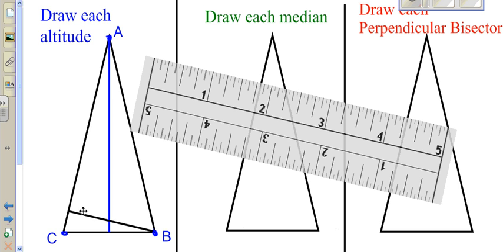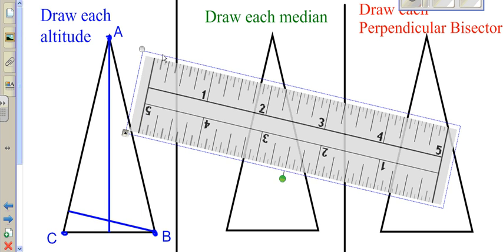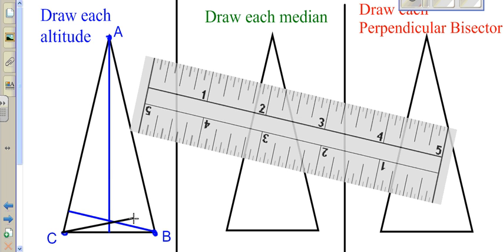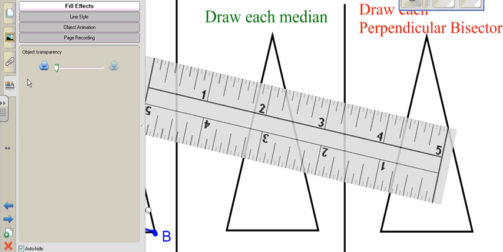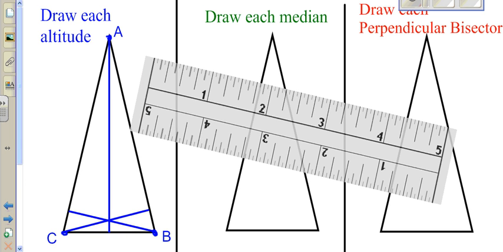Then we'd have to do one more line, so we go from C, and it needs to be 90 degrees with the other side. There. All these blue lines I know are altitudes. They all form 90 degrees with the opposite side. If I wanted to show that, I could show 90 degrees, 90 degrees, and 90 degrees.